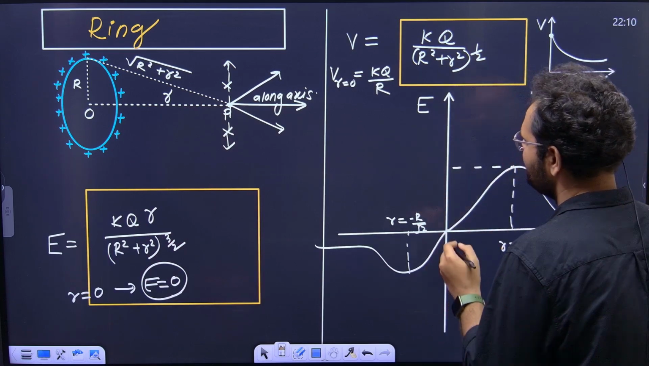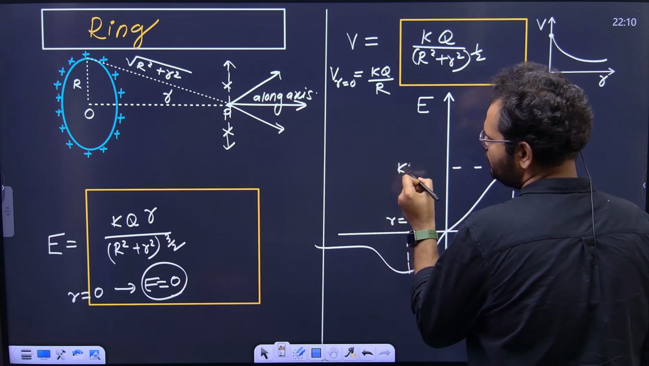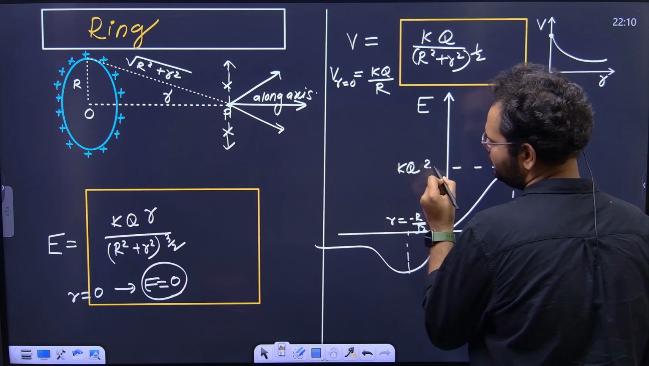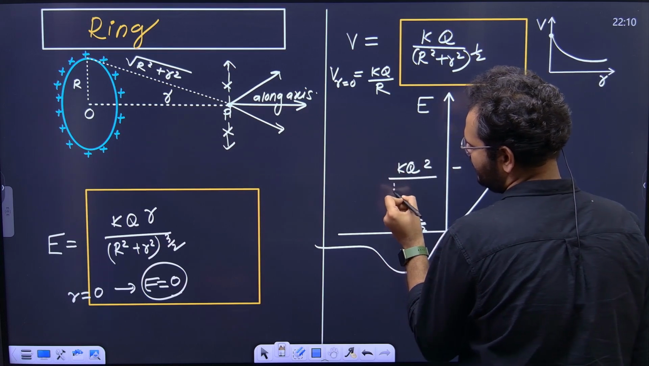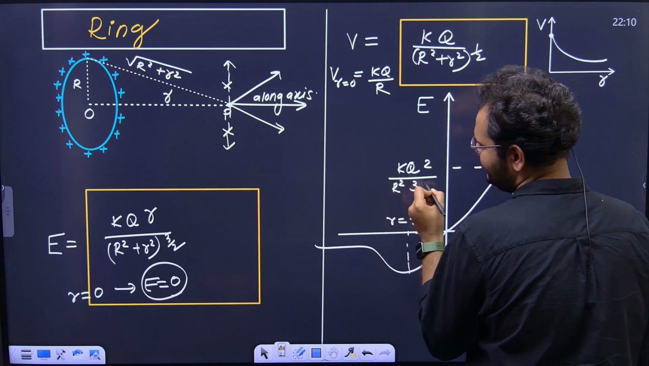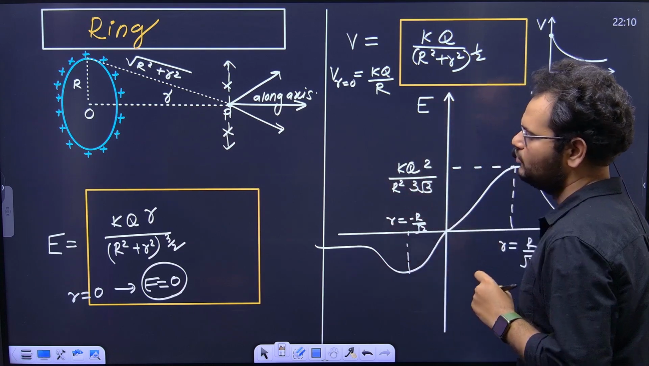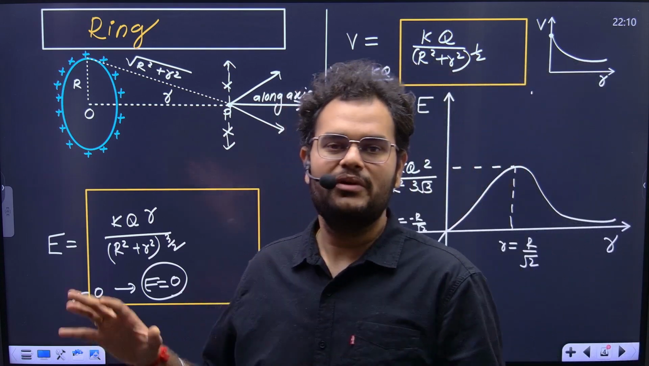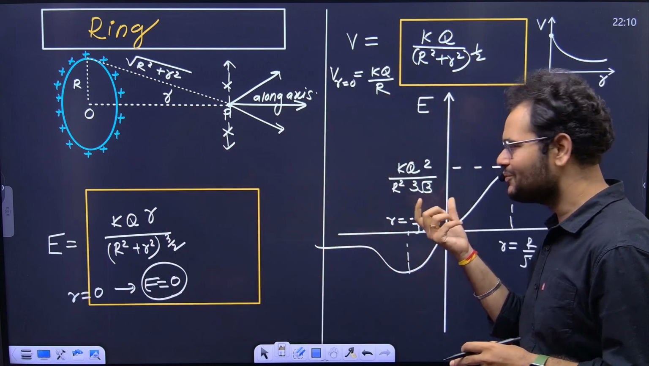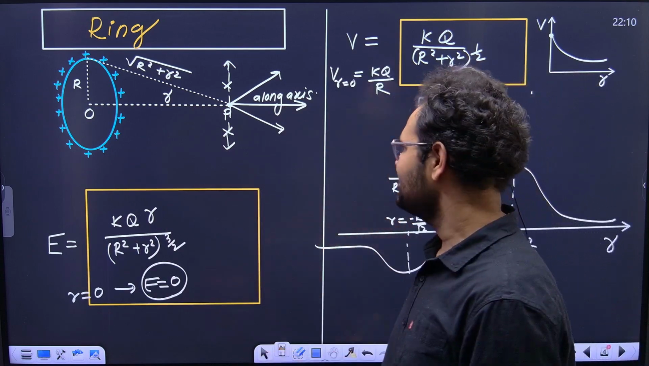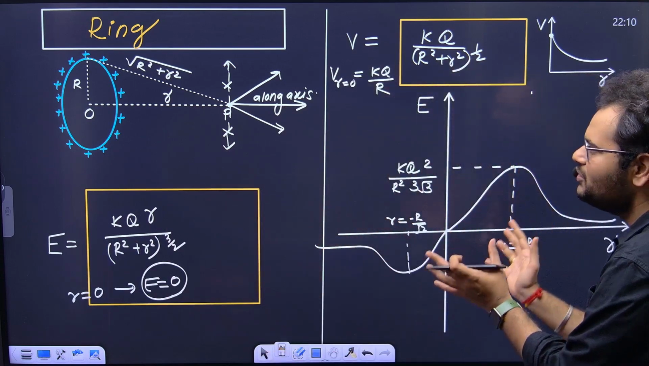What is the maximum value, sir? It is kQ divided by R square, times 2 by 3 root 3. This is what I remember, but you can check whether this is correct or not, though mostly it is correct. Okay, so let us go. So this is about the ring.